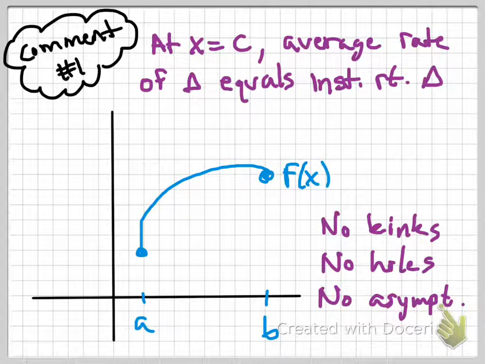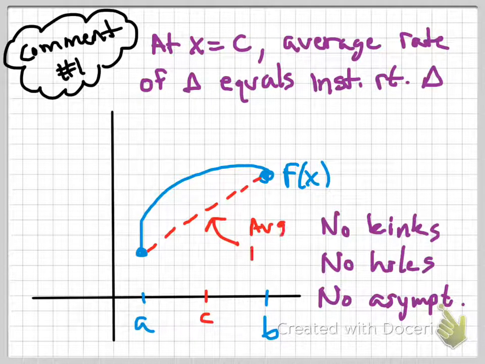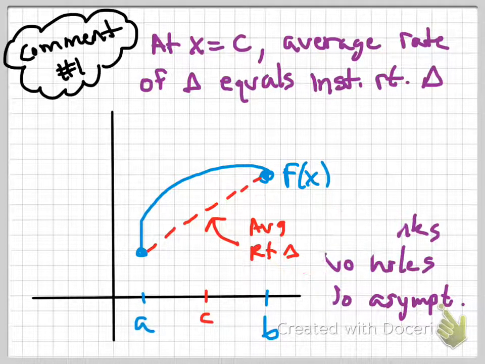Well, here's what the theorem is trying to state. There is a point called C, somewhere in the middle from A to B, well, anywhere between A to B, where the average rate of change equals the instantaneous rate of change, which means average rate of change is a secant line. If I was to make a line from A to B, this line right here is my average rate of change. So I'm going to write that down here. That's my average rate of change line.